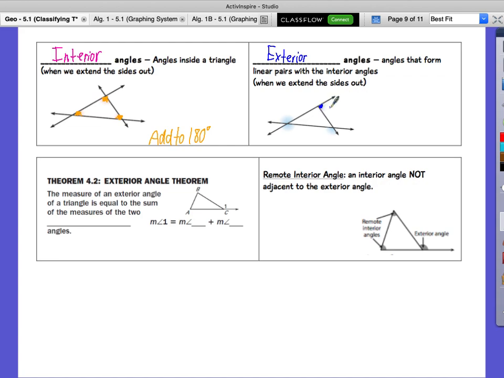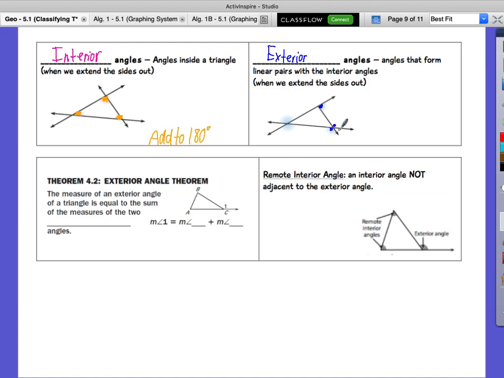Remember, a linear pair is adjacent and supplementary. So they touch, they have the same vertex, same side, and they add up to 180. They're supplementary. So this would be an exterior angle. Are there other exterior angles here too? Yeah, for this interior angle, it could actually have 2 different exterior angles. It could have one over here or one over here.